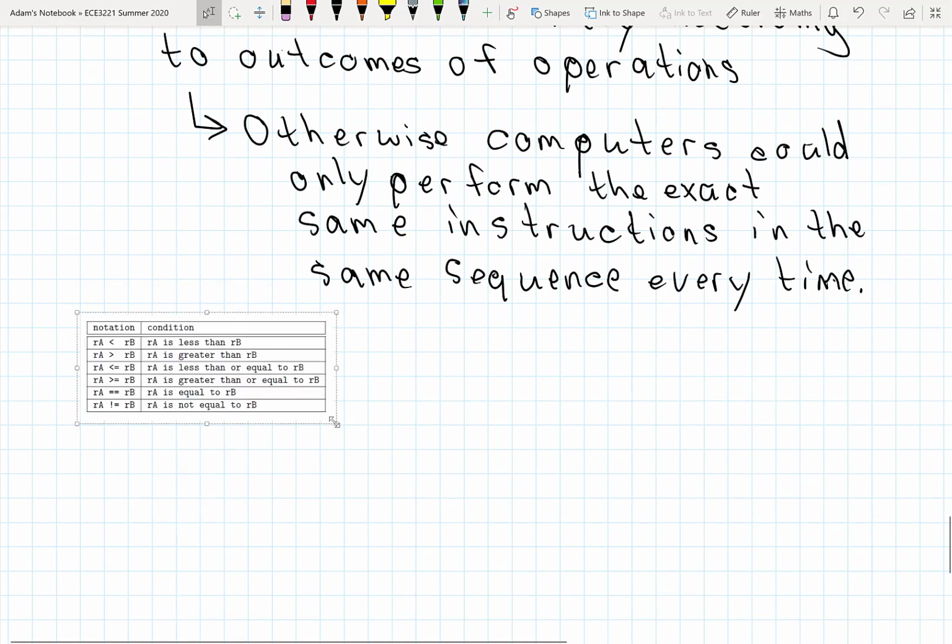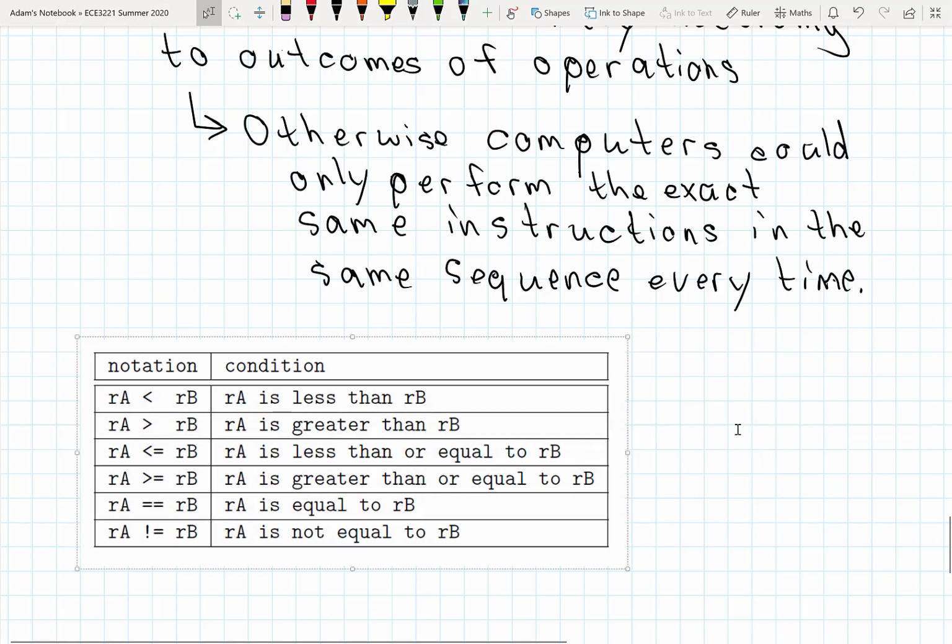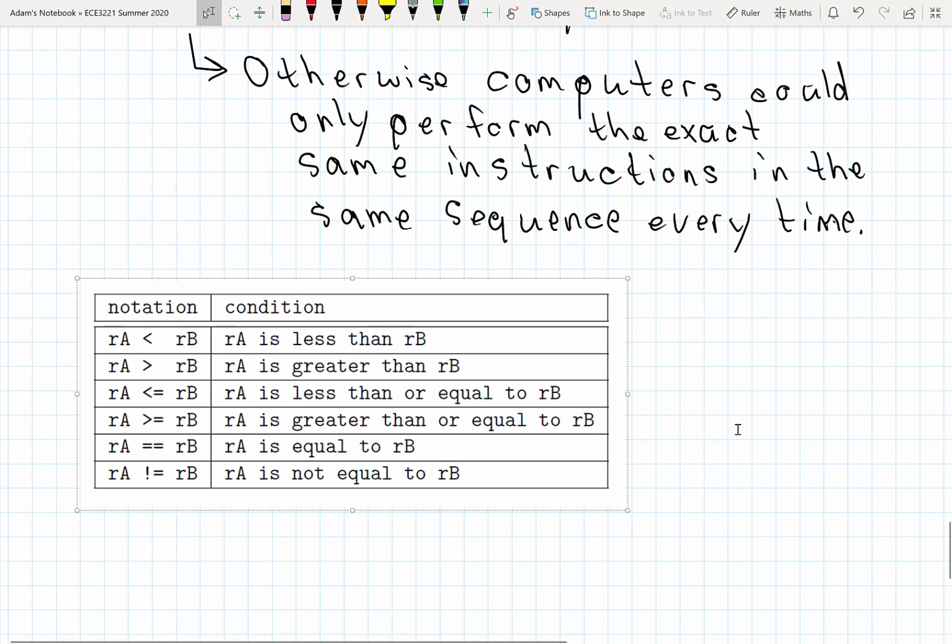So here's a table of various conditions that, for example, could be checked to control the execution of our programs and control the flow of our code.